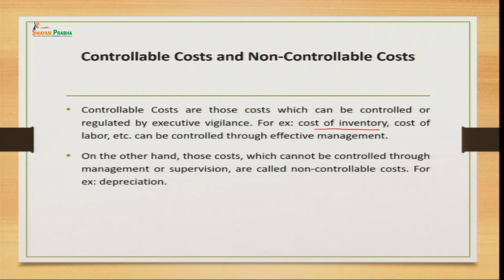On the other hand, we have certain costs in the organization which cannot be controlled even with proper supervision and management, for example, depreciation. Even if you are controlling or managing them in a proper way, the depreciation cost will still be there. The assets will definitely depreciate. So, those costs are called non-controllable costs.